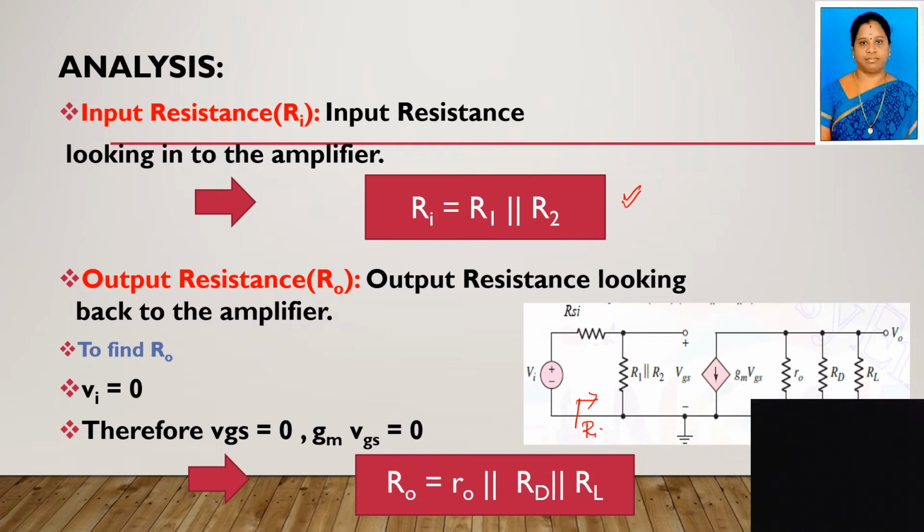Then we are going to calculate the output resistance R0. Output resistance is looking back into the amplifier, this side. So when I am looking from here, I have to find out the R0 resistance. For that, the condition is R0 equals Vx by Ix, with the condition of Vi equal to 0.